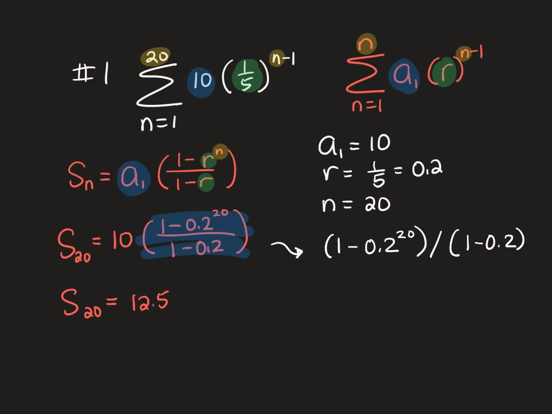Some of you might be thinking, oh, I know Mrs. Kopp doesn't like decimals, so I'm going to write that as a fraction, 25 over 2. Either one of those is fine.